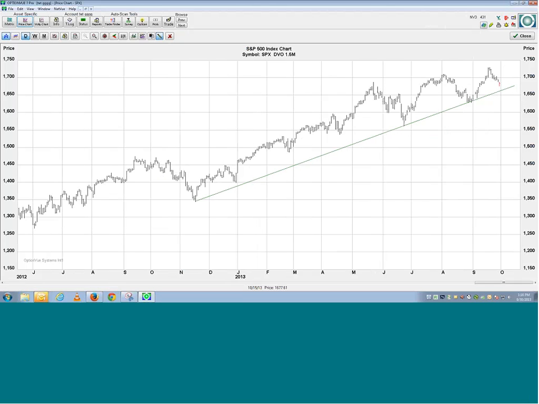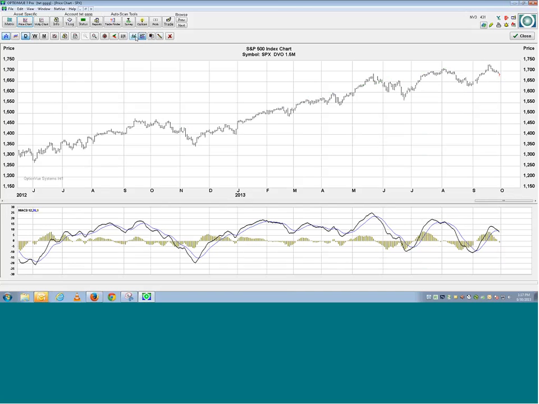We can see here this interesting channel. It spent most of the time in this channel, and we cut it in half, and we're right in the middle. So channel analysis doesn't really net us anything, does it? No. So let's bring up some other tools. Let's look at MACD, and let's look at a little calendar thing.